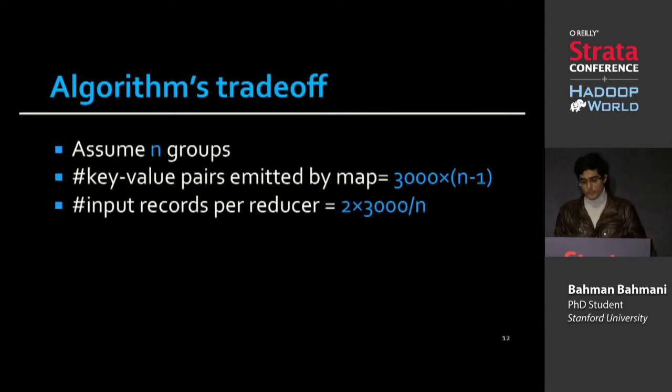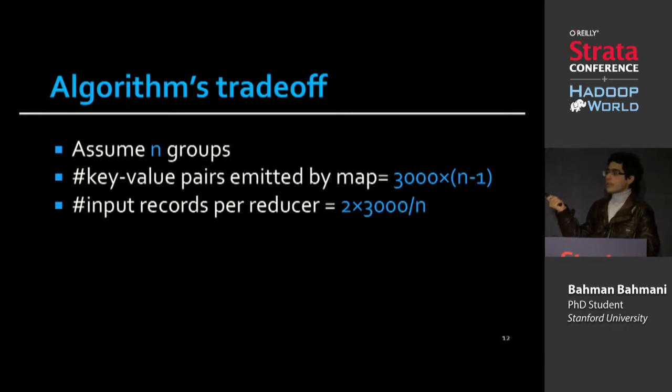So let's look at this algorithm a little bit more closely. There's a trade-off in this algorithm. Let's say instead of 30 groups, we do this algorithm with n groups. Okay? So then what is the number of key value pairs emitted by the algorithm? Well, each drug needs to get paired with any other group. So that's n minus 1 groups. So that's the number of key value pairs emitted. And what is the number of input records to each reducer? Well, each group is of size 3,000 over n. And each reducer is receiving 2 groups. So that's 2 times 3,000 over n.